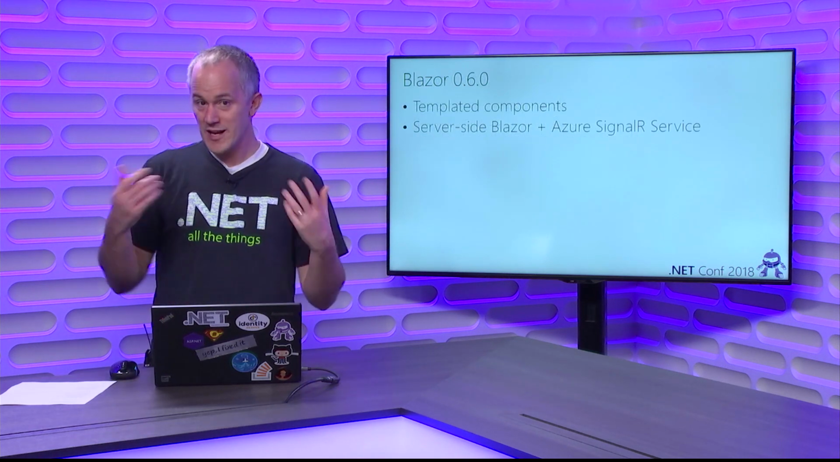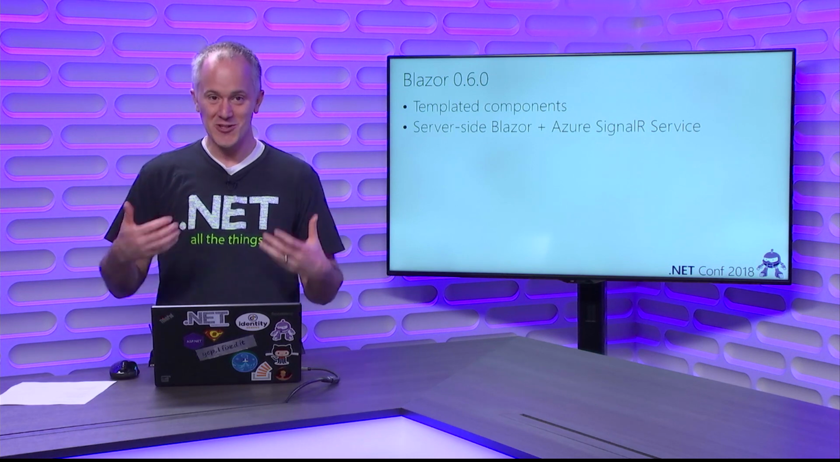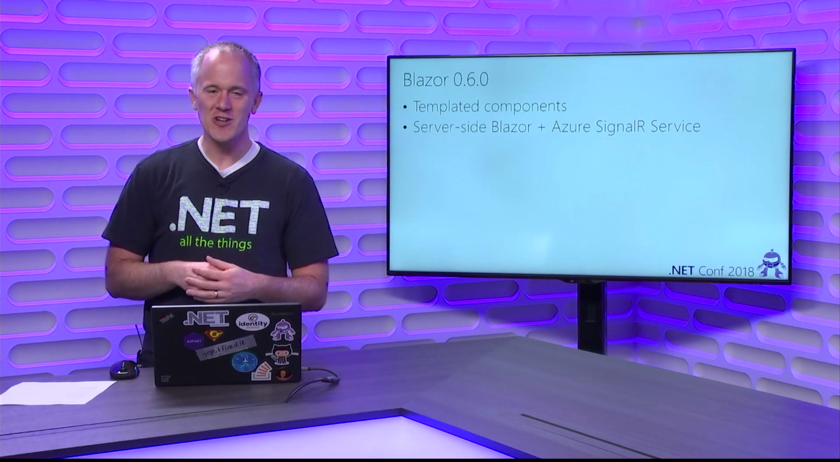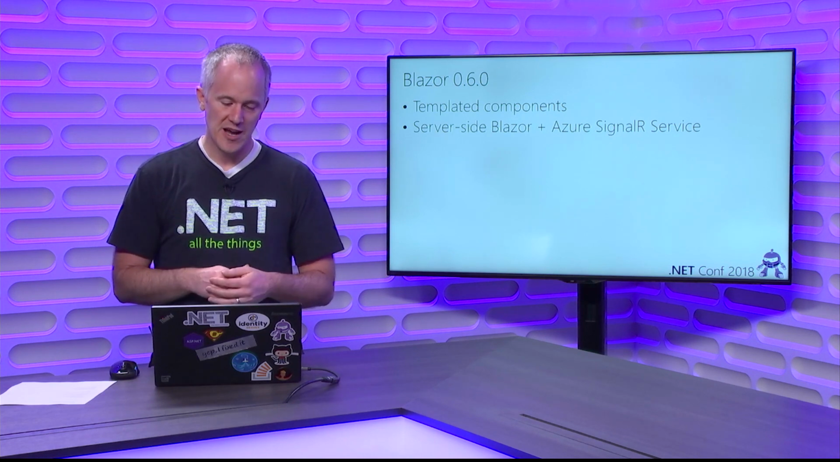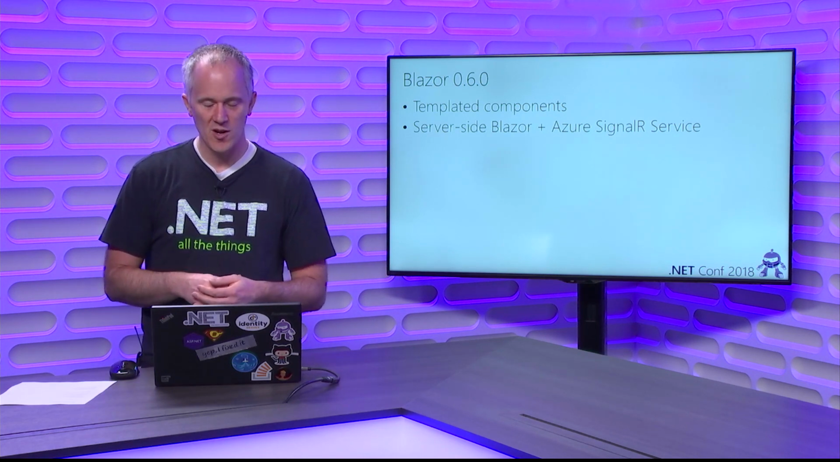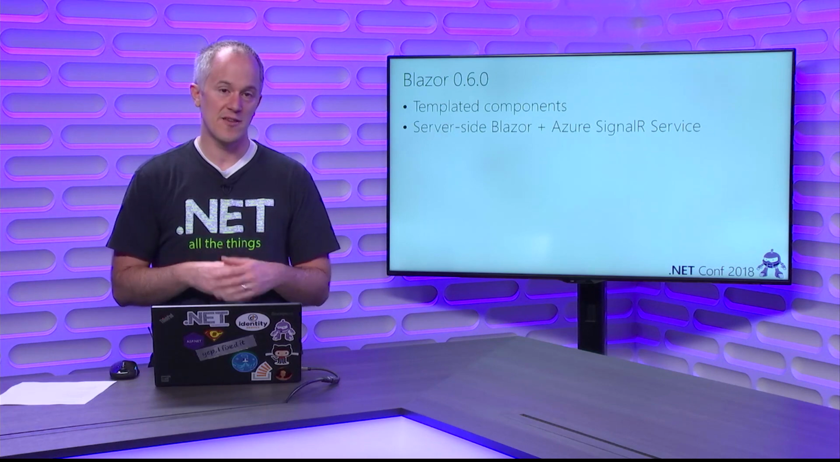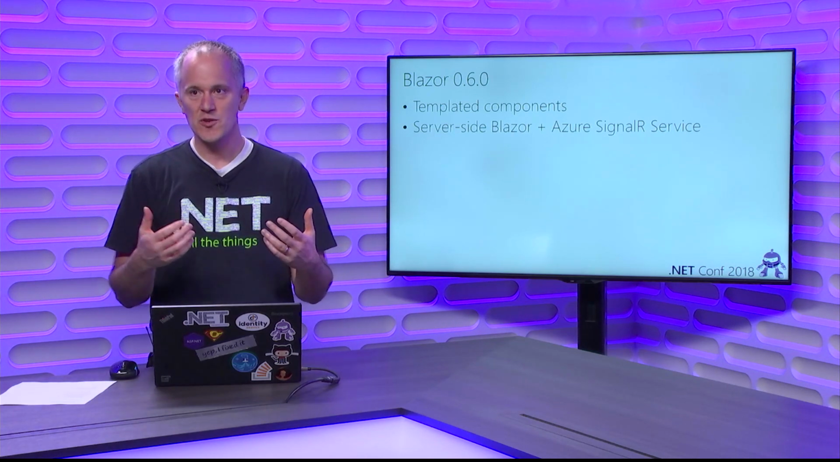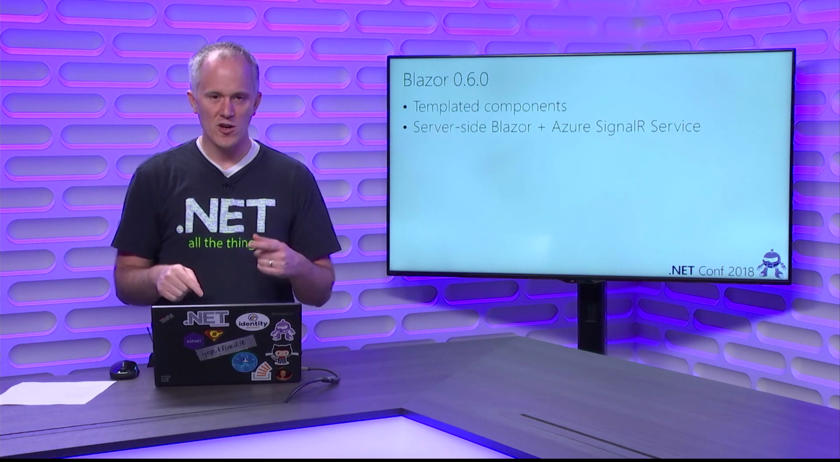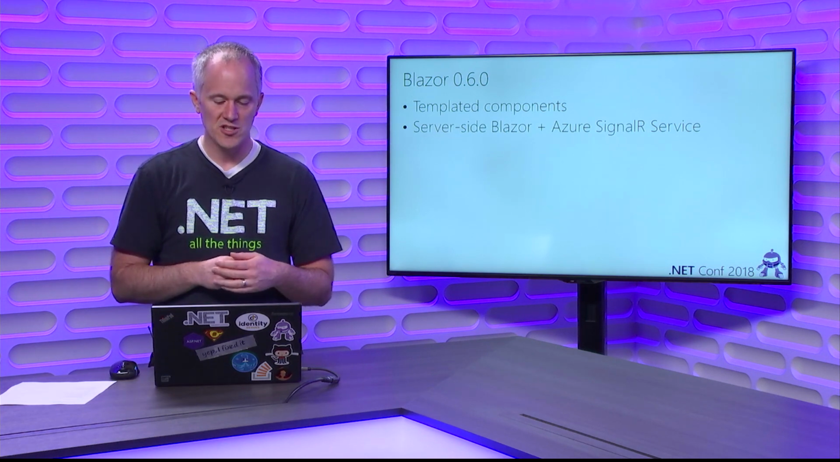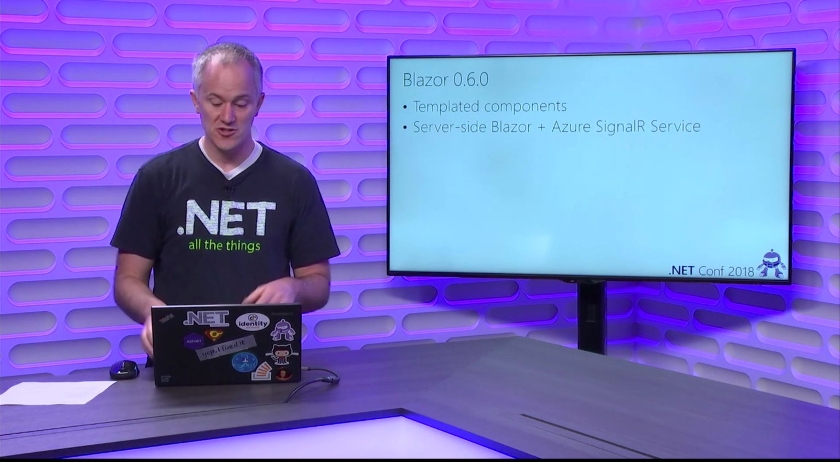Great. Well, what else is new? Well, we're not stopping. We still continue to work on Blazor. Blazor 0.6 is the next release that we're working on. We have new features that are coming in that release. Templated components is one, where you can write components, like a grid or a list view, that you can specify templates for, so how they render. And then we're also updating the server-side Blazor support so that you can integrate with the Azure SignalR service.